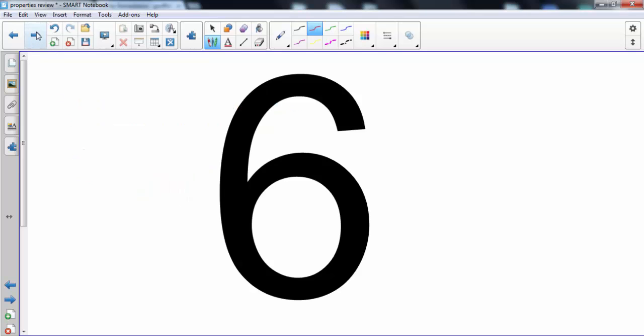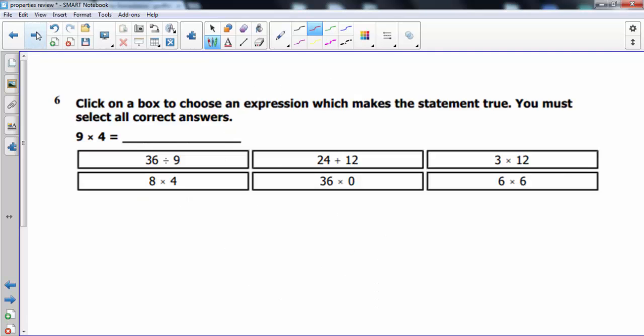Question number 6. Click on a box to choose an expression which makes the statement true. You must select all correct answers. Always, always, when you get these kinds of questions that say you must select all correct answers, go ahead and assume there's going to be more than one right answer, so try all of the options that you were given.